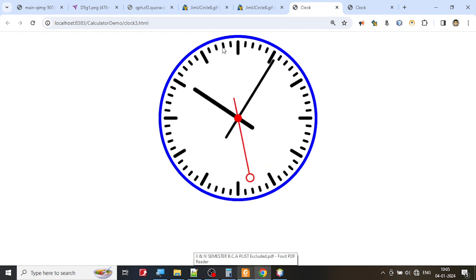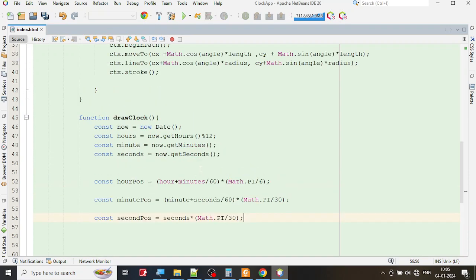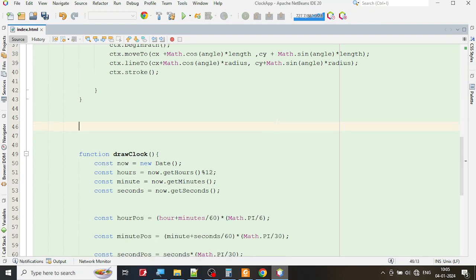So it's 1, 2, 3, 4, 5, up to 60, 30, and finally it's going to reach the 30. So it is going to be the same story. I'm not going to explain the story again. This is going to be the same thing. Pi by 30. You got it. Now we have to draw this thing. So let's write one more function.